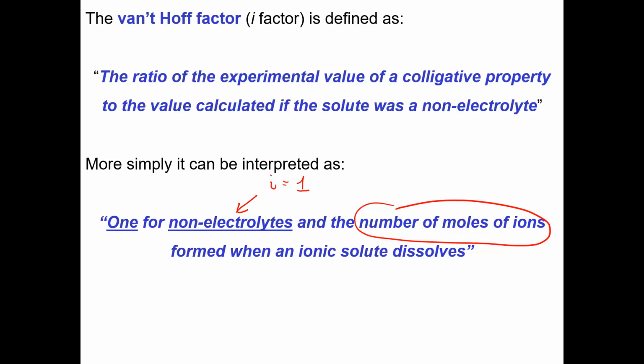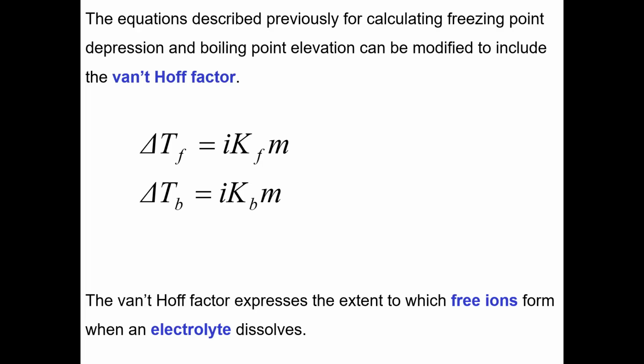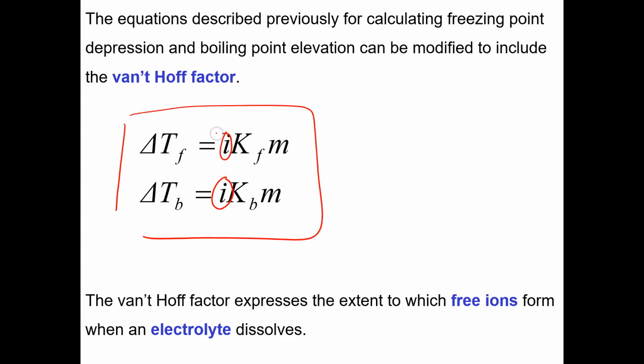Now, what we can do now is modify our previous equations for freezing point depression and boiling point elevation to include the Van Hoff factor. So there we are, we're just going to put them out the front there. And just recapping, this Van Hoff factor expresses the extent to which free ions form when the electrolyte dissolves.